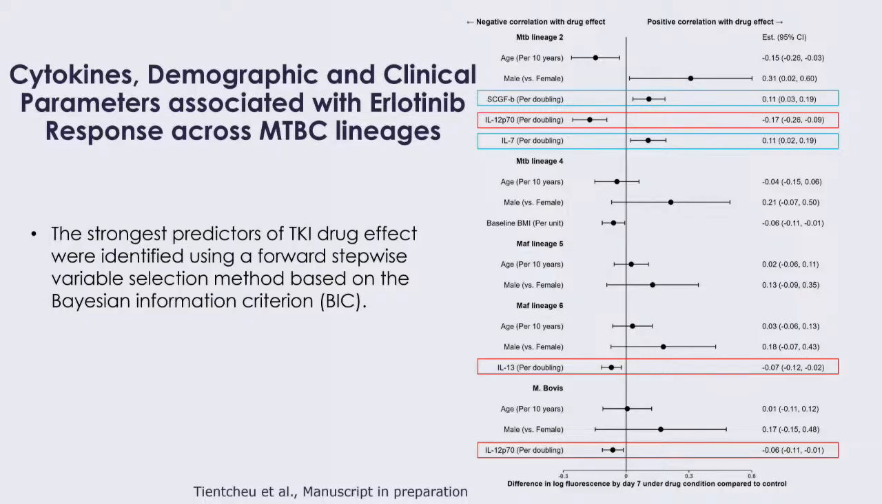So high levels of IL-12 did not enable the patient to control the bacteria, whereas stem cell growth factor and IL-7 were associated with good treatment response. So these cytokines are potential biomarkers that could enable us to tease out those that are responders or non-responders.